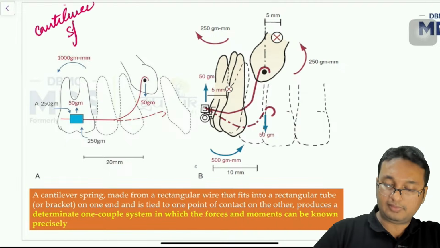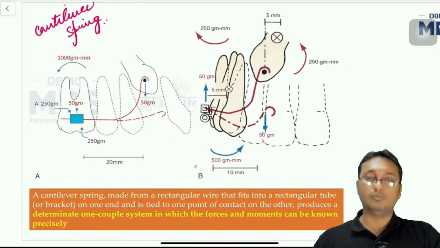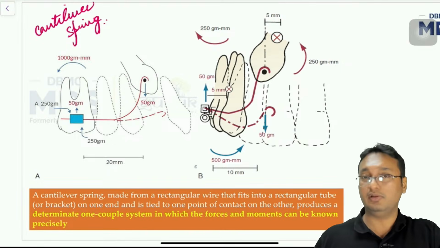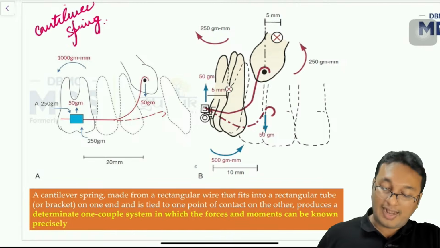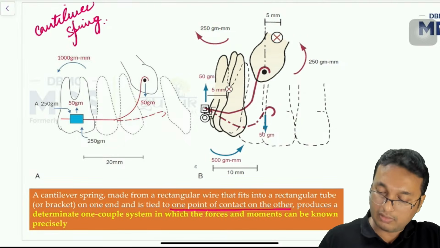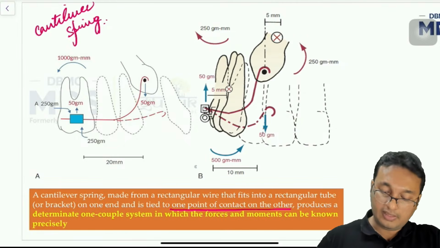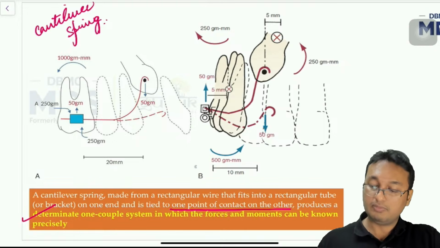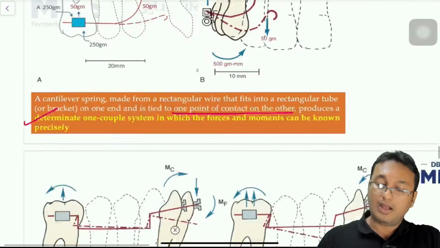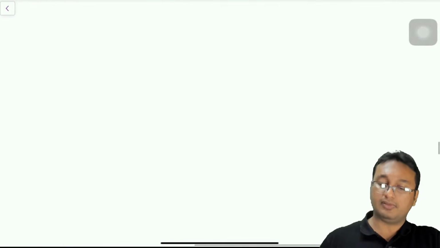One more example is cantilever spring. More specifically used to bring down an impacted tooth or labily placed canine, as in this particular example. A cantilever spring made from rectangular wire that fits into a rectangular tube or bracket on one end and is tied to one point of contact on the other produces a determinate one couple system in which the force and moments can be known precisely. That's exactly what I said. Now, how is it different from two couple system?